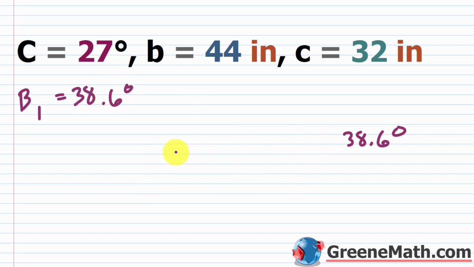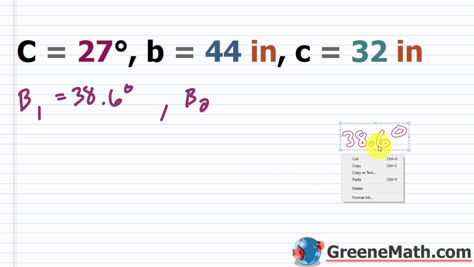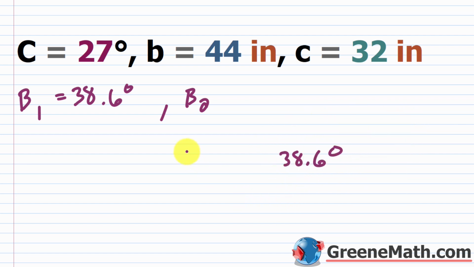Now, here's what you need to do. You need to write out B sub 2 in case you have a second triangle. The way you figure this out is you go 180 degrees minus whatever you calculated there, and that's going to give you 141.4. So this is 141.4. Remember, supplementary angles have the same sine value.